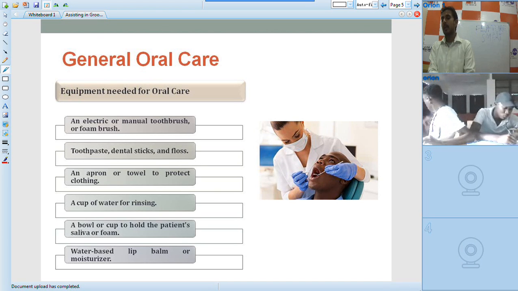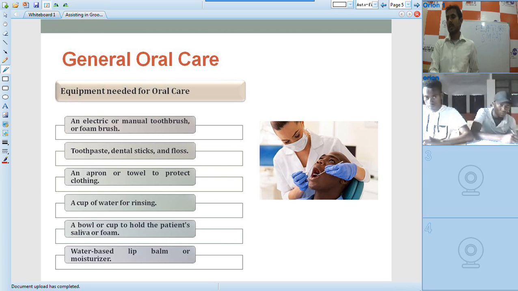A lip balm or moisturizer is also required during the oral care, because after giving the oral care you need to apply a lip balm or moisturizer to that particular patient. So the moisturizer must be maintained.